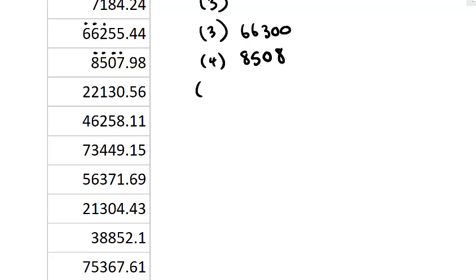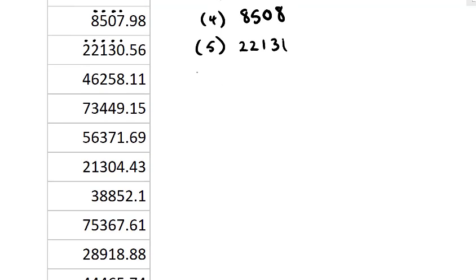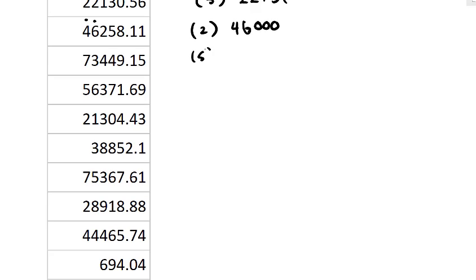Okay, let's go to 5 significant figures, 1, 2, 3, 4, 5, you round based on this one, so 2, 2, 1, 3, 1. 2 significant figures, 1, 2, that rounds down, so 4, 6, 0, 0, 0. Okay, 5 significant figures, 1, 2, 3, 4, 5, stays the same because it rounds down, 7, 3, 4, 4, 9. Okay, let's do 6 significant figures, 1, 2, 3, 4, 5, 6, rounds up based on that, so 5, 6, 3, 7, 1.7.